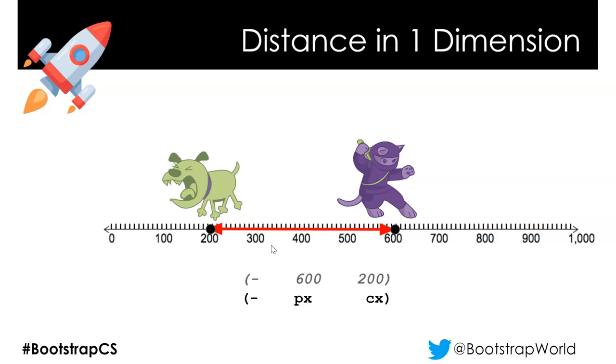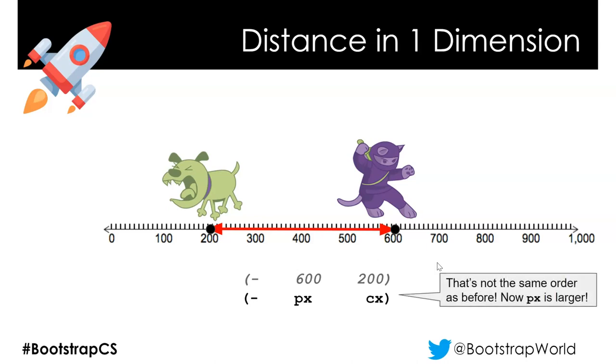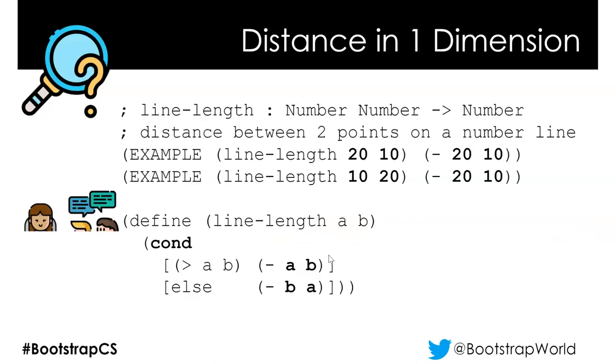And that's really all this is showing, is distance is relative that way, where you could look at it from either direction. You can look at it from the dog's perspective or the cat's perspective, and the distance doesn't change. The distance is the same. The order changes to be one bigger than the other.